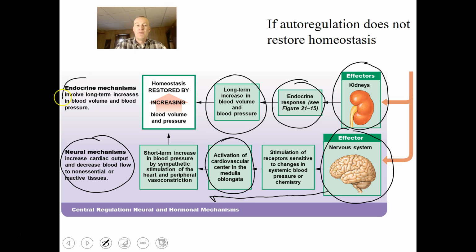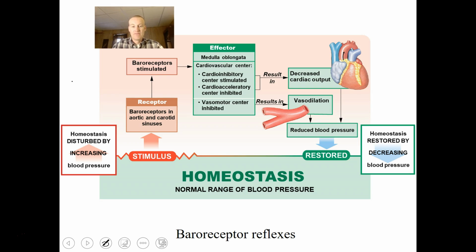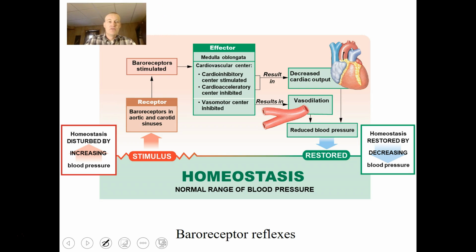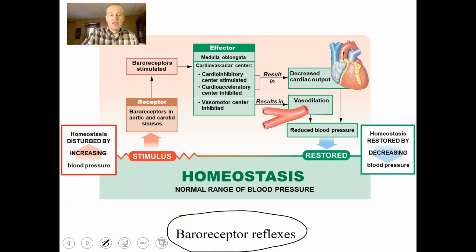So then these would be more like endocrine mechanisms that are going to be working here. All right, so let's talk about some of the nervous system mechanisms. We'll talk about the baroreceptor reflexes. So we have these things called baroreceptors. They're not all throughout the body, excuse me, but they're located in a couple of areas.